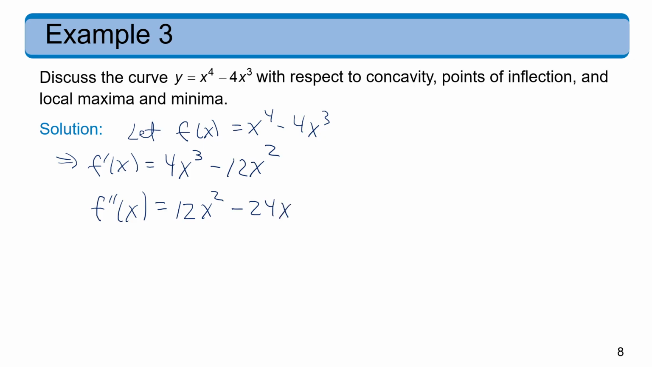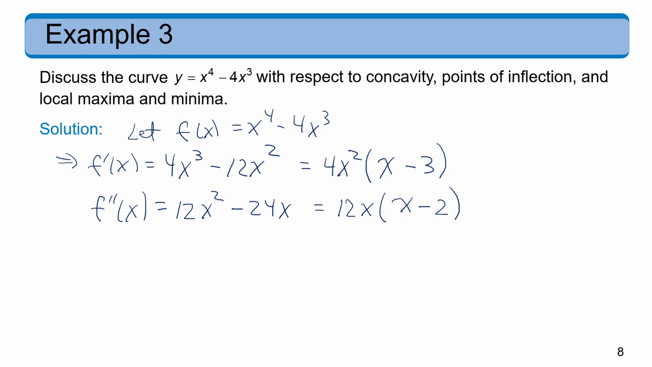Now for each of these, I'm also going to factor them because that might be helpful later on. So going back to f prime, I can pull out 4x squared from each term. So in the first term, that leaves just x, and in the second term, it leaves minus 3. Okay, and then for f double prime, we can pull out 12x from each term. The first term leaves x, and the second term leaves minus 2.